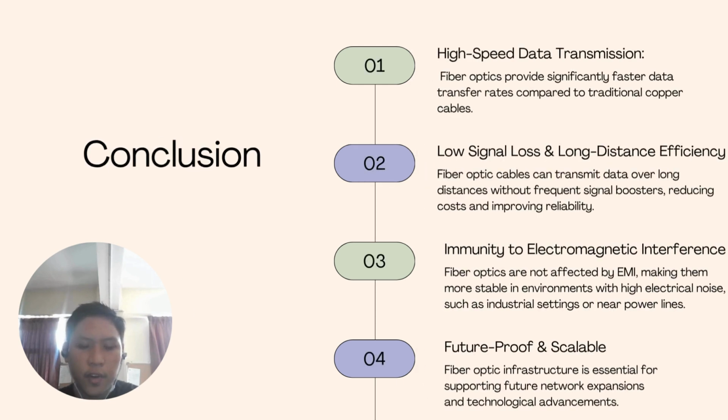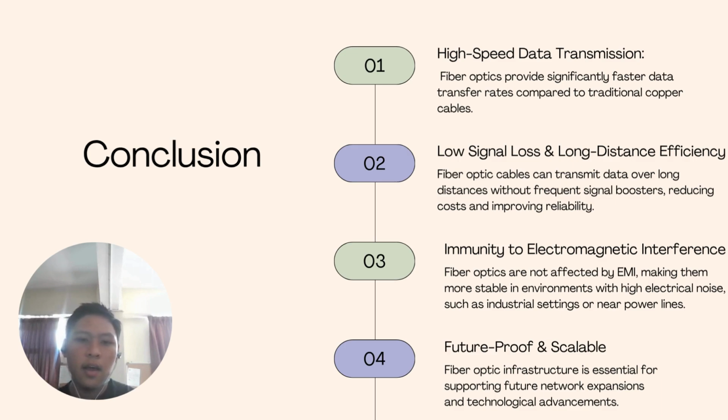In conclusion, fiber optics is a breakthrough technology for our civilization because data can be transmitted at high speed with little to no delay when transferring or receiving data from one country to another. Another thing is that fiber optics has low signal loss and, when it comes to long distance, is very efficient, which reduces costs and also improves reliability when sending data.